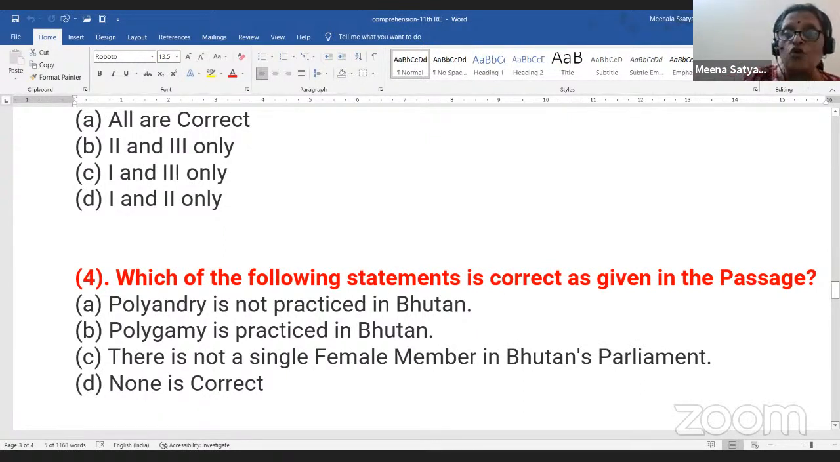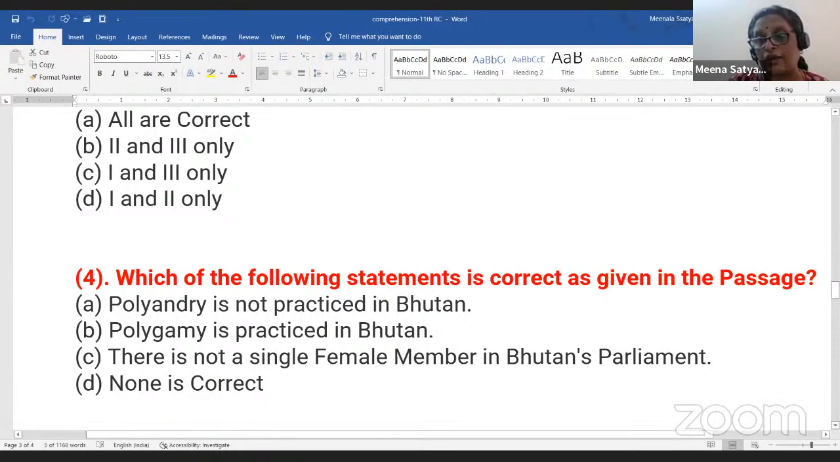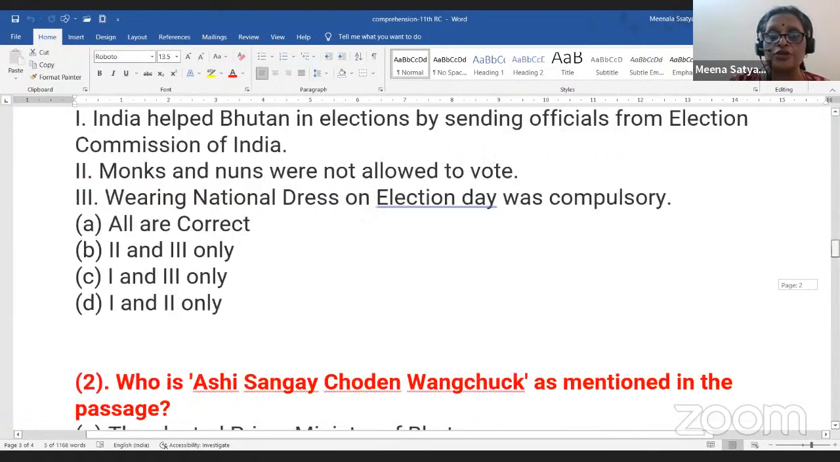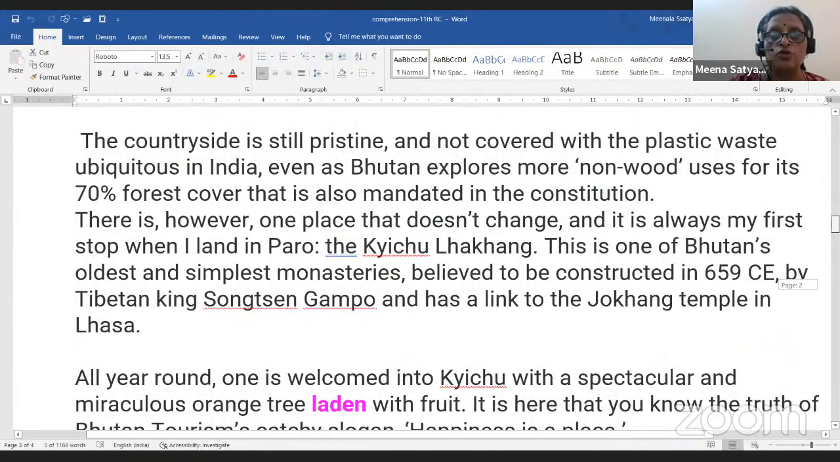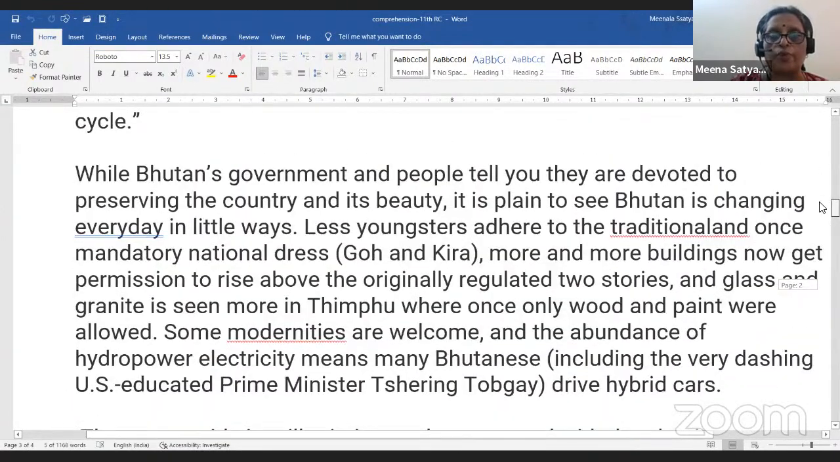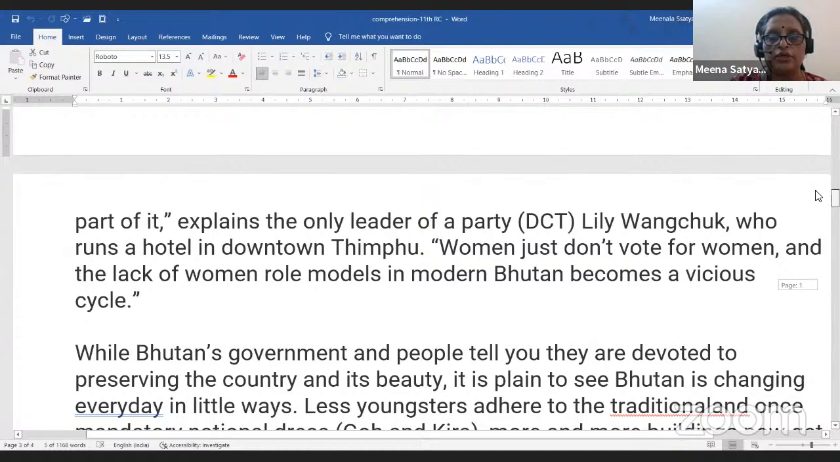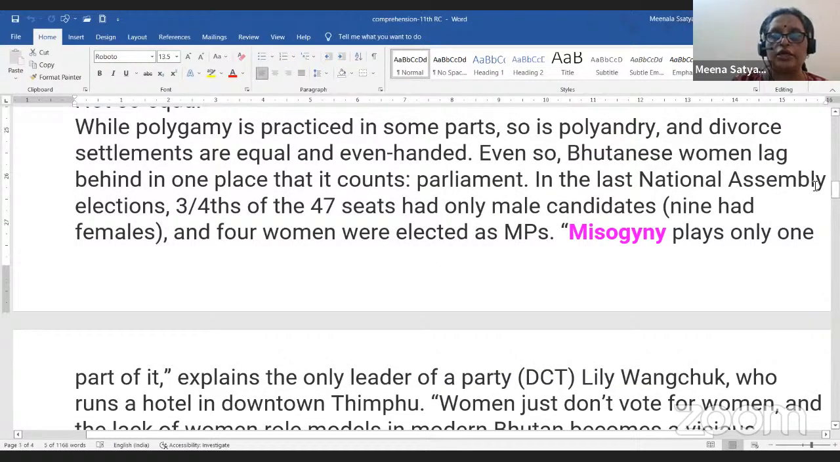So among the four, which is correct is asked. Polyandry is not practiced in Bhutan. Polygamy is practiced. There is not a single female member in Bhutan's parliament. None is correct. So I have to go back. And as I told you, in yours, there is no issue at all. You just go back to the top.